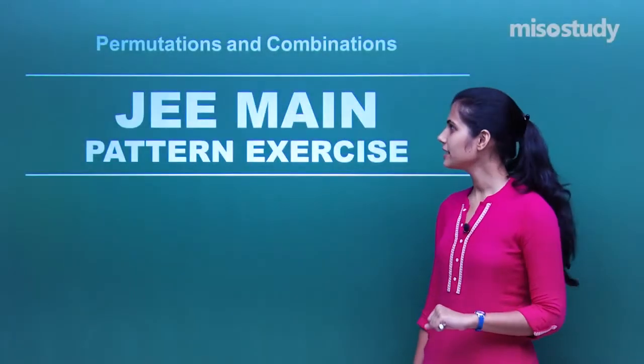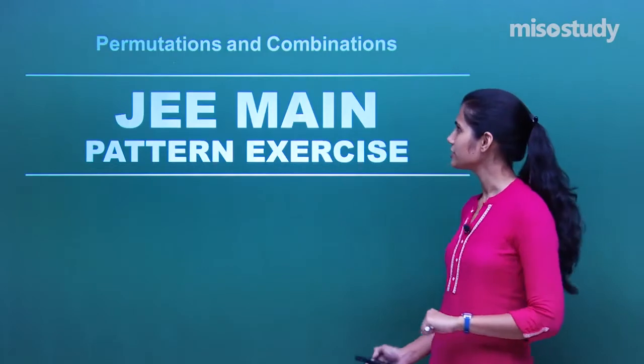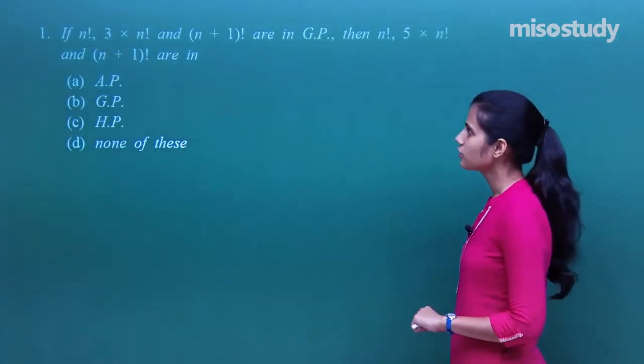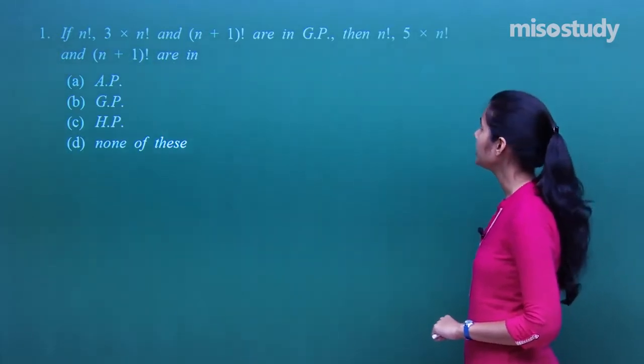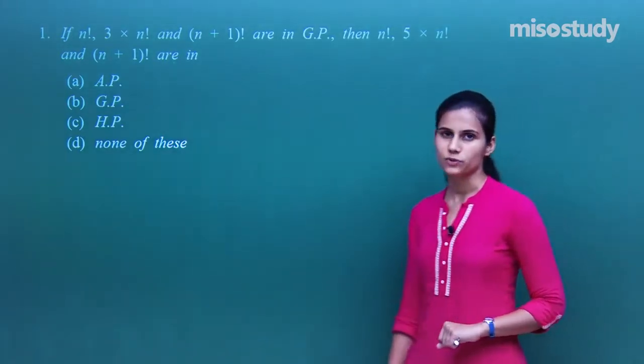Okay guys, so let's begin our discussion over the JEE Main pattern exercises for permutations and combinations. First question says that if n!, 3·n! and (n+1)! are in GP, then what is the status of n!, 5·n! and (n+1)!?